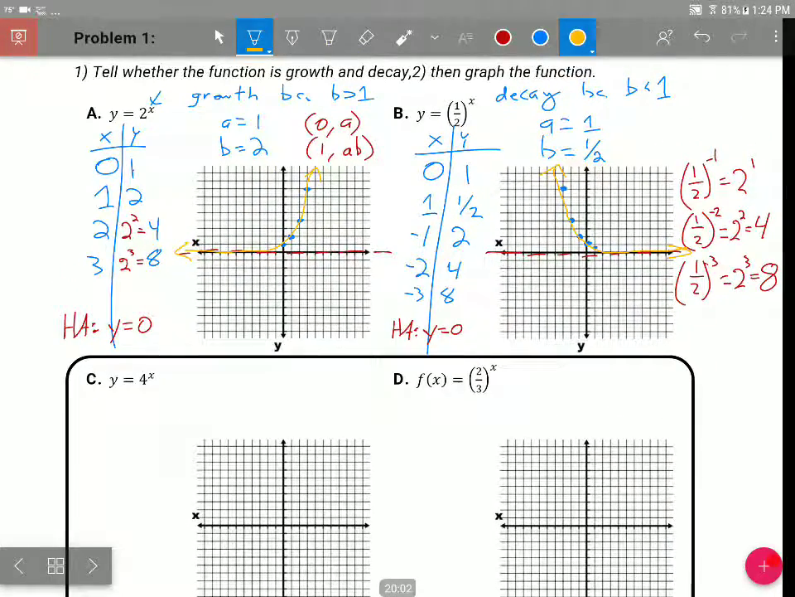Number C, here's what I want you to do. Letter C. I want you to tell me if it's growth or decay. I want you to find the A value and the B value. And then I want you to graph it.